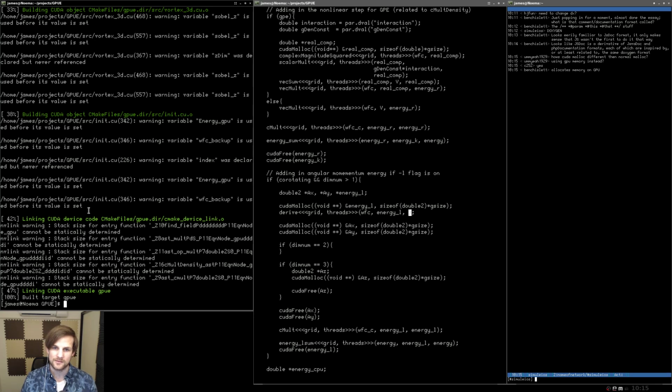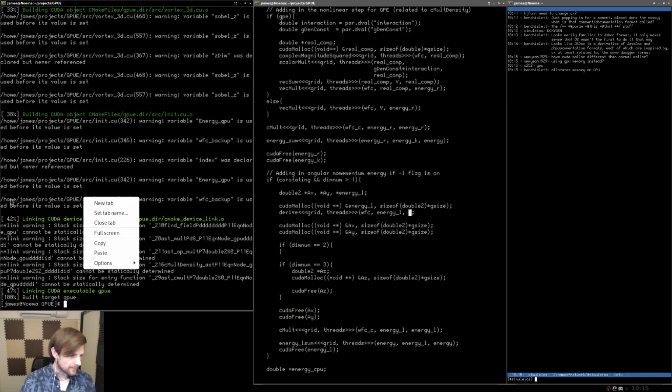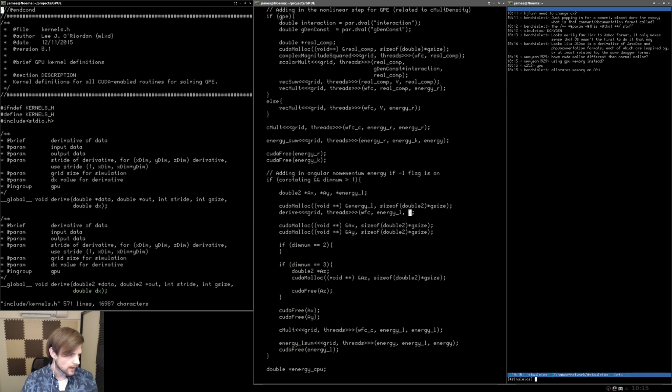Looks like JavaScript doc is a derivative of Java doc and PHP documentation formats, each of which are inspired by, or at least related to, the same documentation format. Interesting. Okay, so now I'm going to open up the file I was just in.